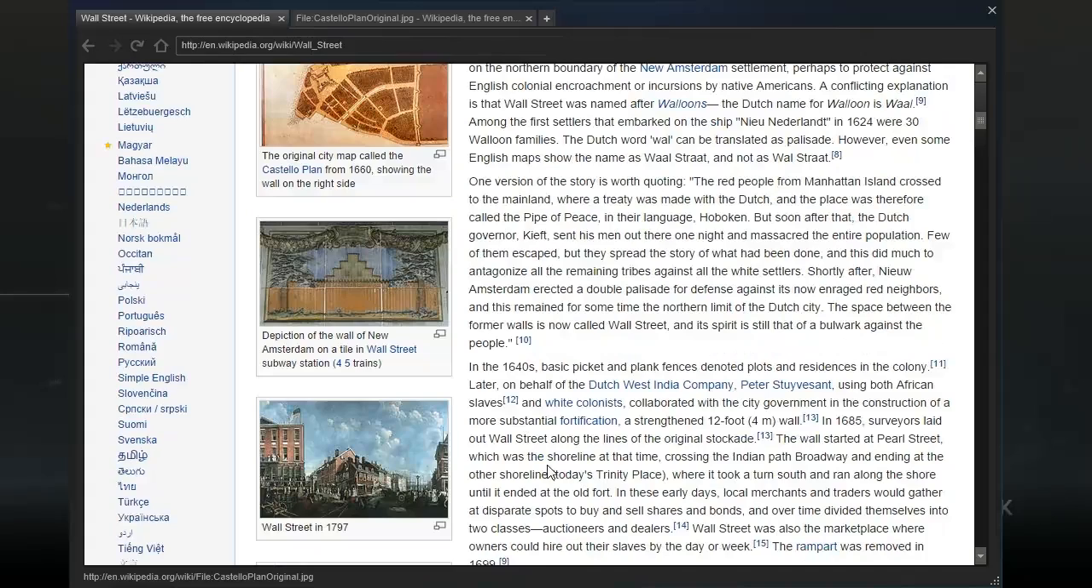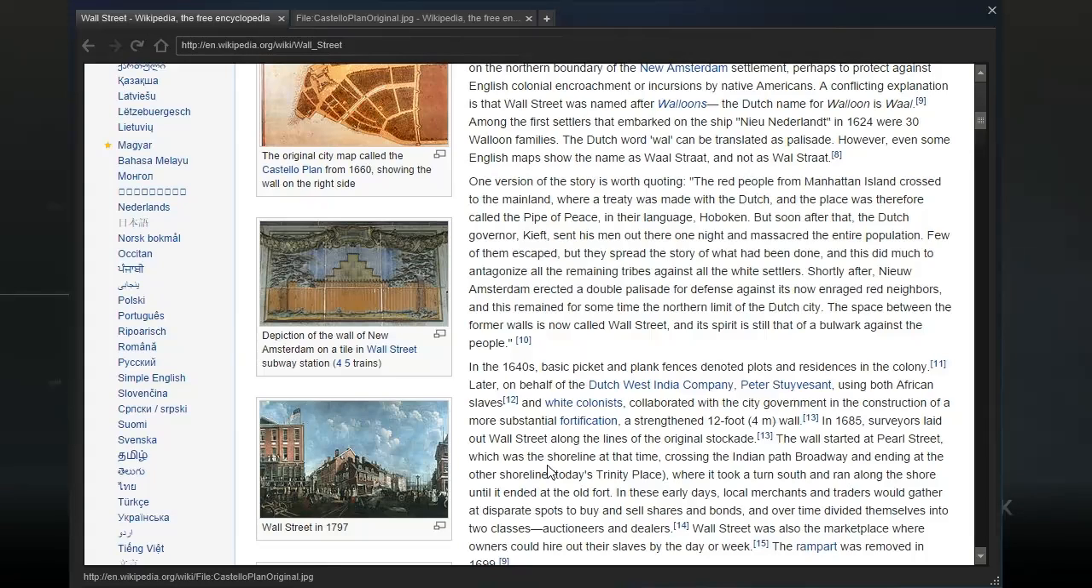One version of the story is worth quoting. The red people from Manhattan Island crossed to the mainland, where a treaty was made with the Dutch, and the place was therefore called the Pipe of Peace in their language, Hoboken. But soon after that, the Dutch governor, Kieft, sent his men out there one night and massacred the entire population.